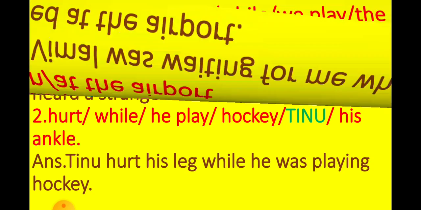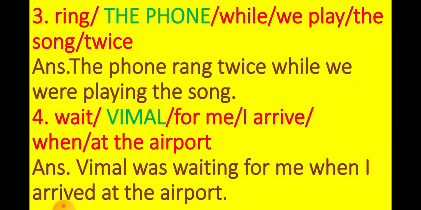Now let's take up the third question. Ring, the phone, while, we, play, the song, twice. The answer is: because the phone is the highlighted word, it indicates that the sentence is to begin with the phone. So the sentence will go like, the phone rang twice while we were playing the song. The phone rang twice while we were playing the song.